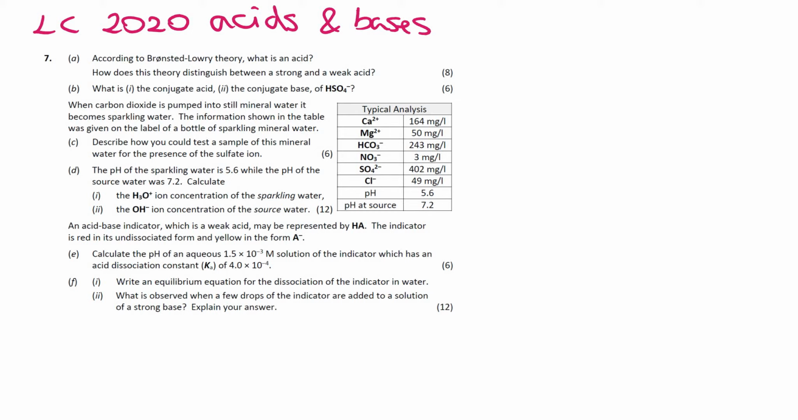Here I'm going to go through a Leaving Cert past paper question on acids and bases, or pH calculations. It's from 2020, question 7. It starts off in the usual manner, looking for a definition of a Bronsted-Lowry or an Arrhenius acid or base. According to Bronsted-Lowry, what is an acid?